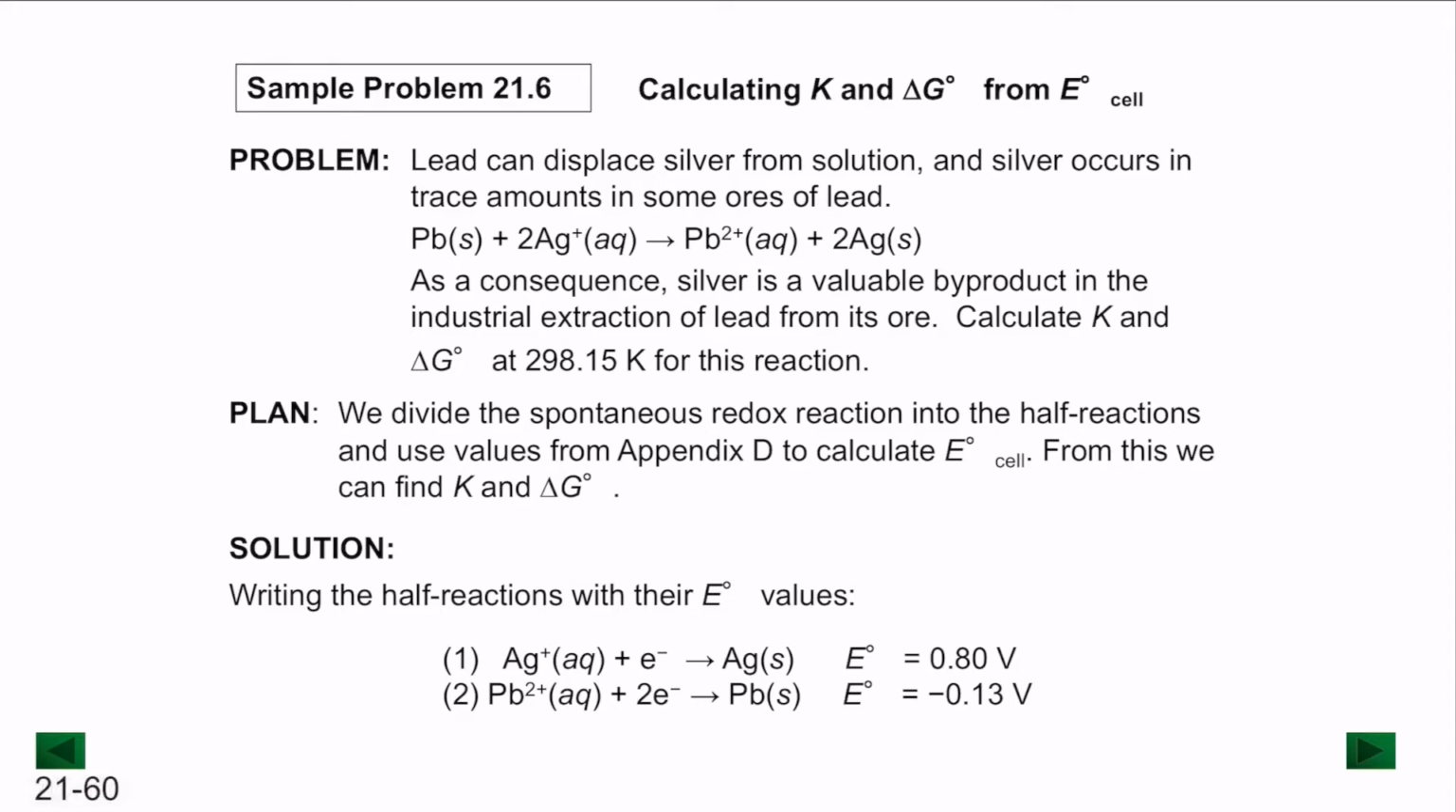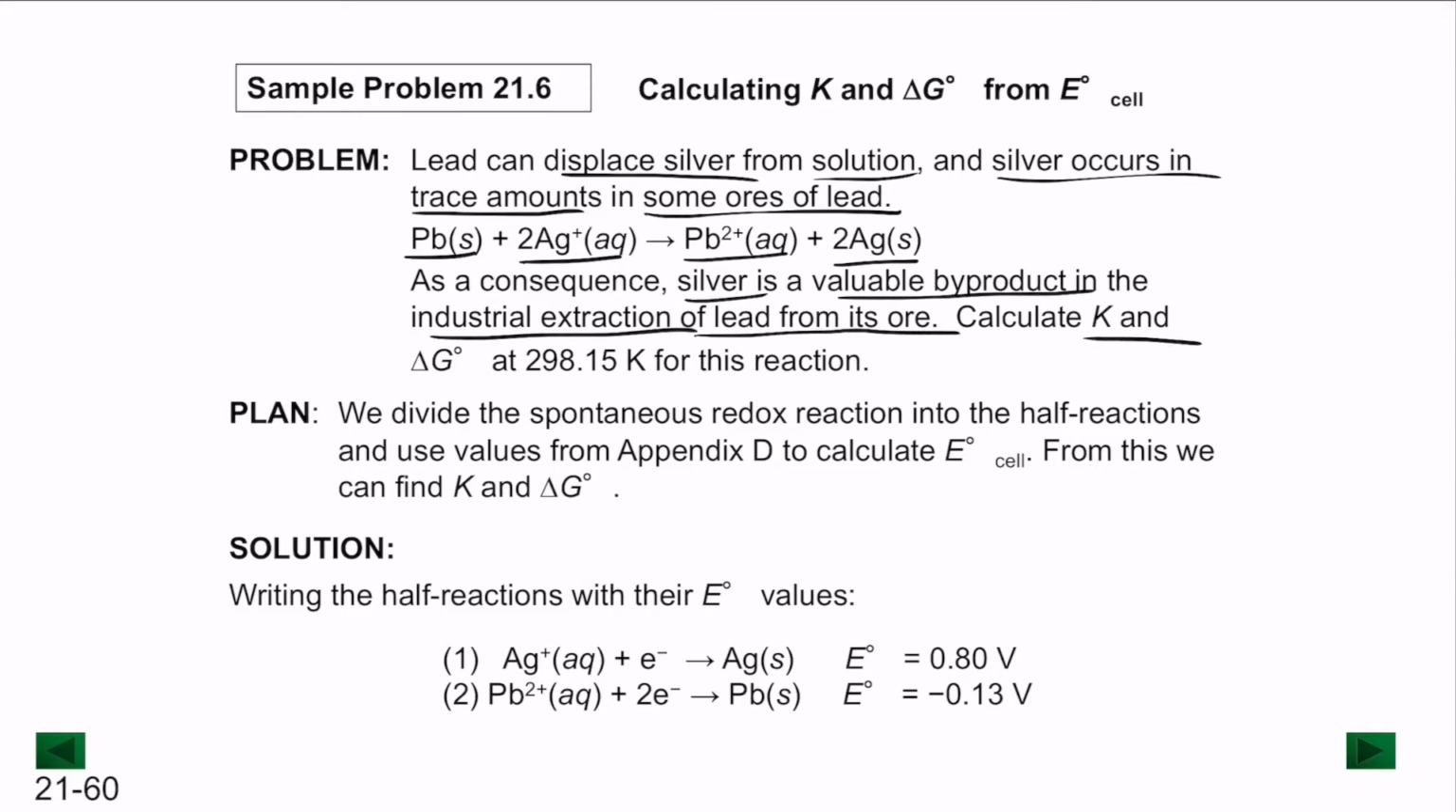So let's take an example. Lead can displace silver from solution, and silver occurs in trace amounts in some ores of lead. So you have lead plus silver ion giving you Pb2+ plus 2Ag. As a consequence, silver is a valuable byproduct in the industrial extraction of lead from its ore. They're asking you to calculate K and delta G at 298.15 K for this reaction. So they have given us a temperature of 298.15, and they're asking us about this particular reaction.